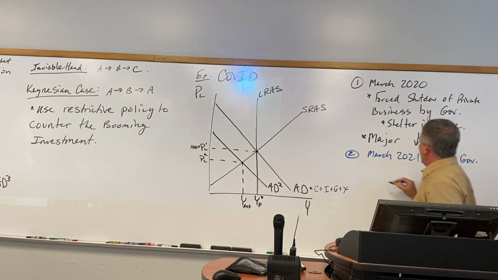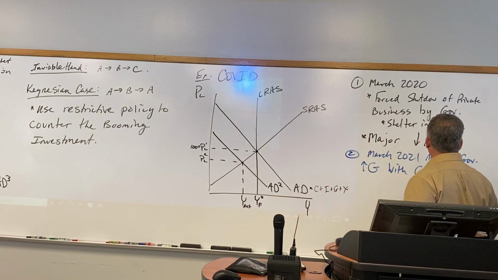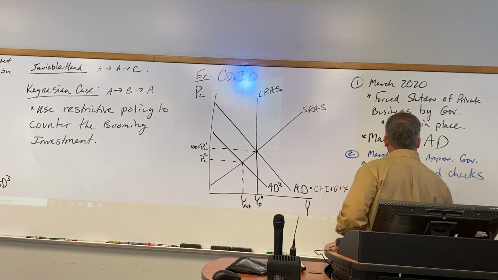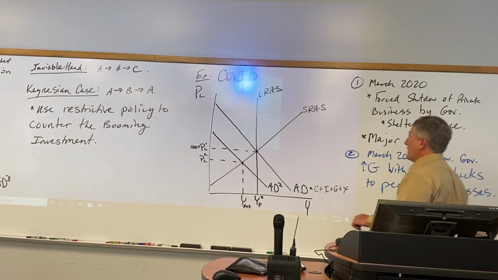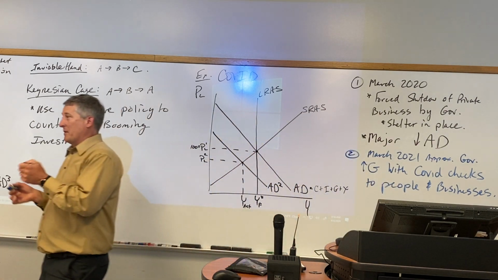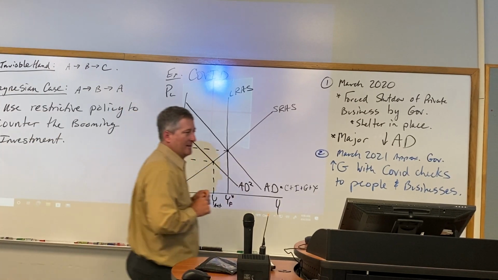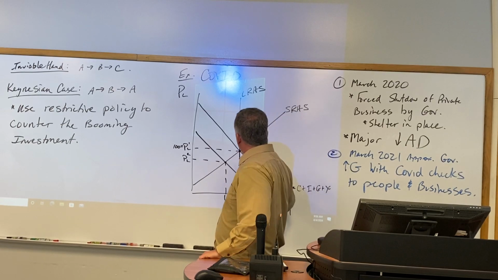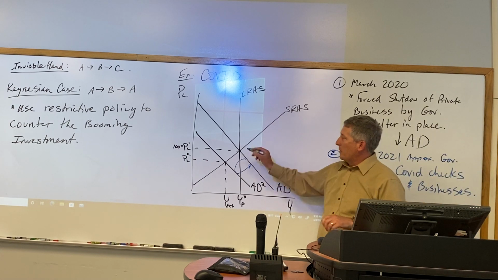Government increases G with COVID checks to people and businesses. Ottawa University, I think, got about $5 million from COVID, just to give you a little taste. $5 million. All right, and some of that spending was restricted or whatever, but that was definitely a Keynesian response to try to get us back to where we were.